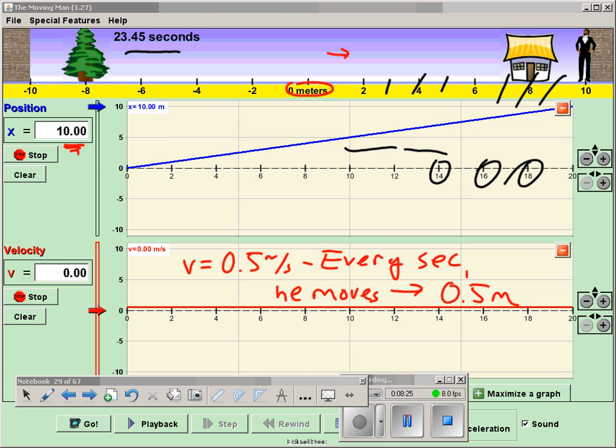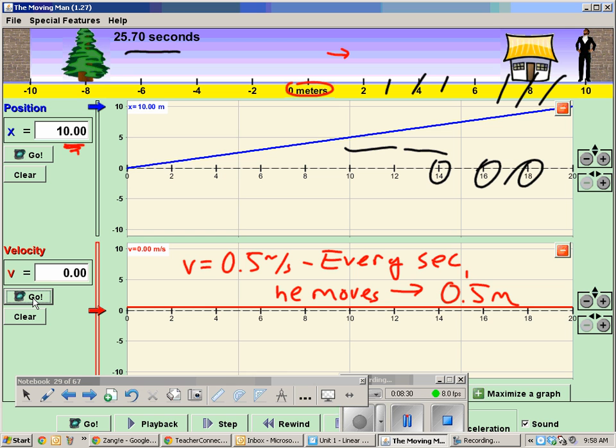So this is a position time graph. You can see at any given time what his position is. You'll notice that it shows us, I don't know how else to say this, the time that's elapsed.